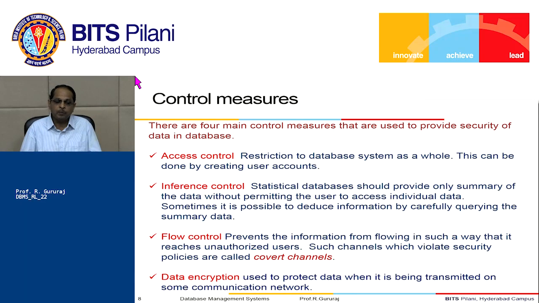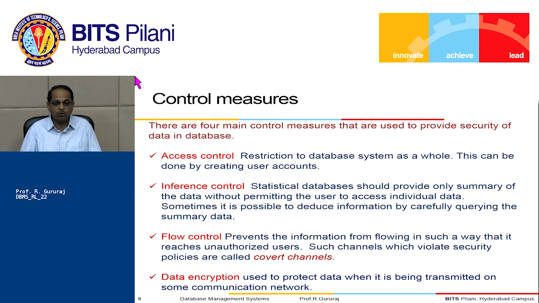Now let us look at control measures. There are four main control measures that are used to provide security of data in databases. Access control, that is restriction to the database system as a whole, that is we restrict users or persons from accessing the database as a whole. This can be done by creating user accounts. If a person doesn't have an account, he cannot access the database. That is restricting users' access to the database systems as a whole.